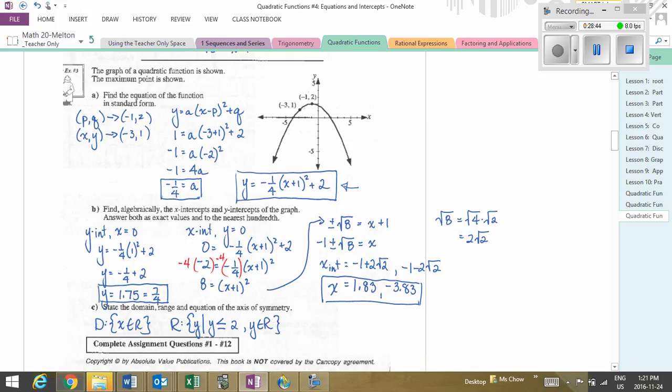For the axis of symmetry, then we are looking for the equation for this vertical line, and since it passes through that p-value or the x-value of our vertex, then we know the equation for the axis of symmetry is x equals -1.